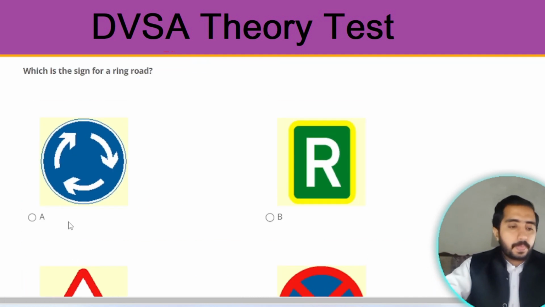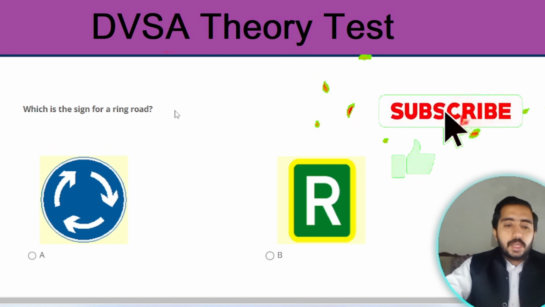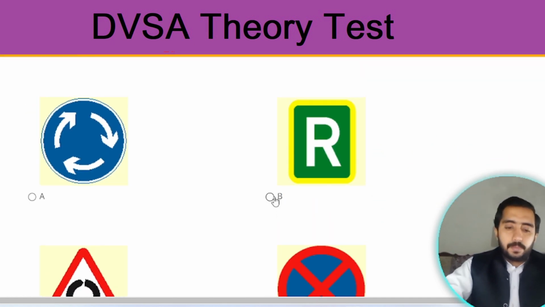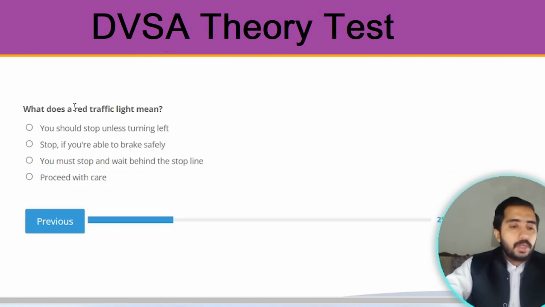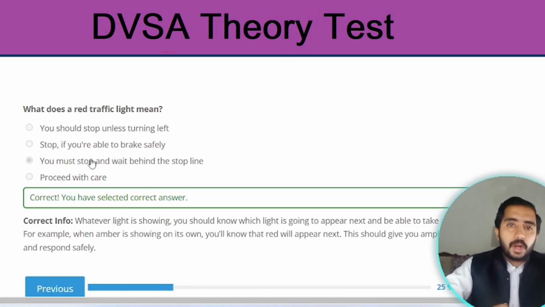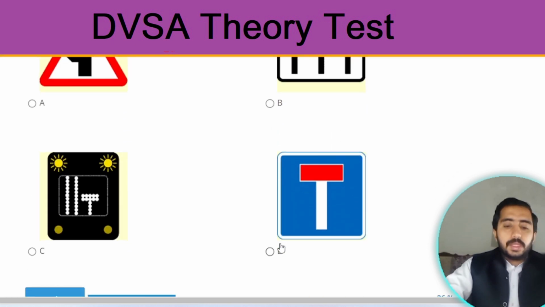Next, what does the sign of a ring road look like? The sign of a ring road is clearly represented with the symbol R, which is option B. Our next question is, what does a red traffic light mean? A red traffic light is represented by you must stop behind the stop line. Next one, which sign informs you that you are coming to a no through road? The correct option is option D.